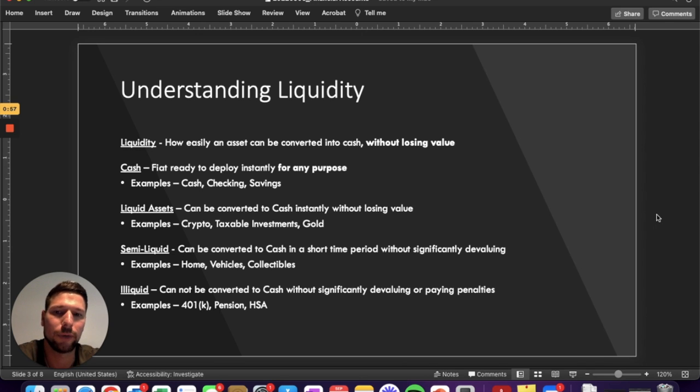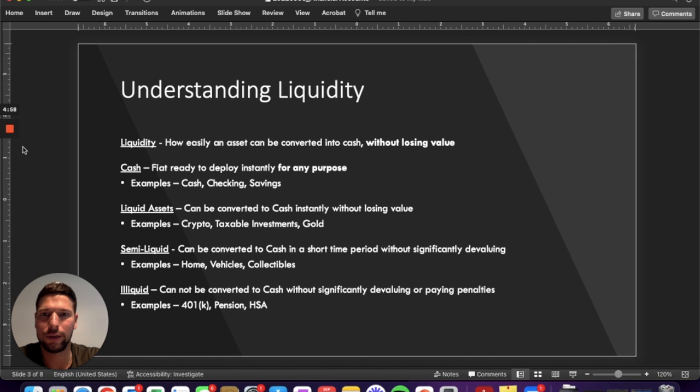And then illiquid assets are ones that cannot be converted to cash without significantly devaluing or paying penalties. So your 401k, for most reasons, you can't access it until you're 59 and a half, unless you pay all the taxes on it and then typically pay a 10% penalty on top of those taxes. So those are things you really don't want to access or touch in the short term because of the penalties you have to pay or devaluing them.